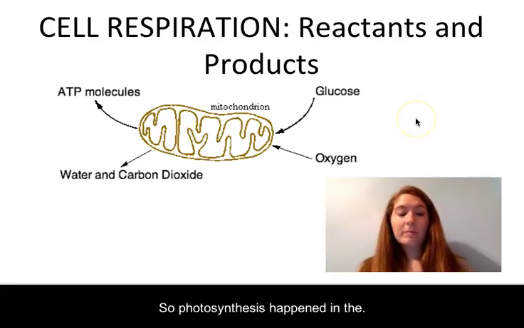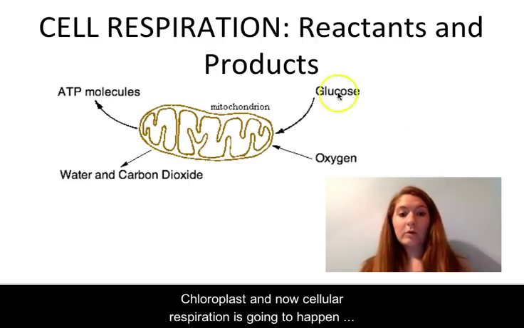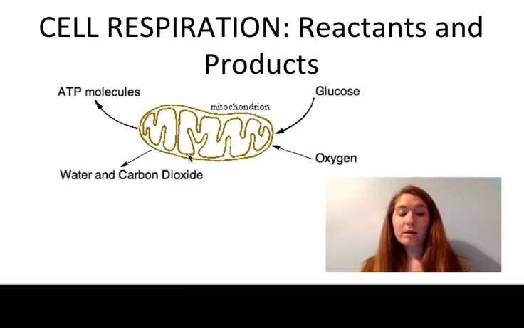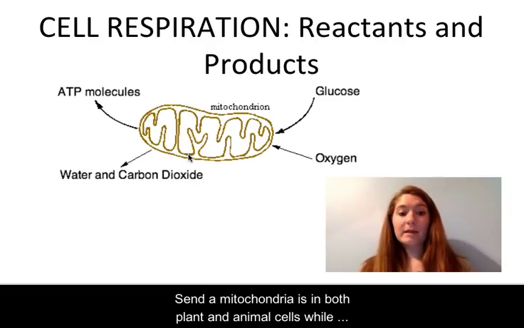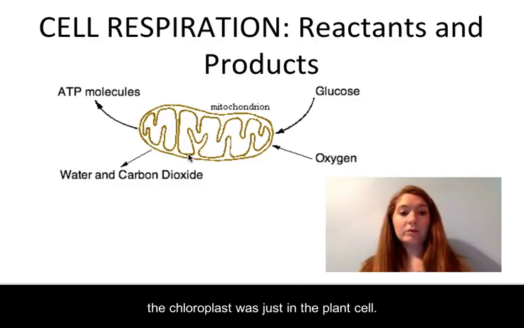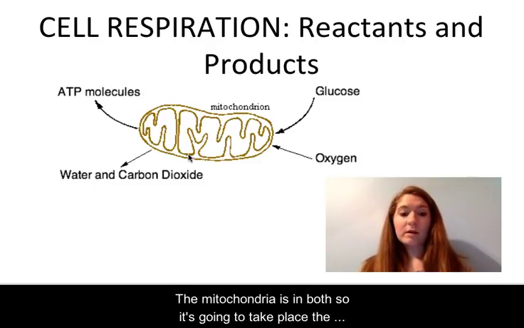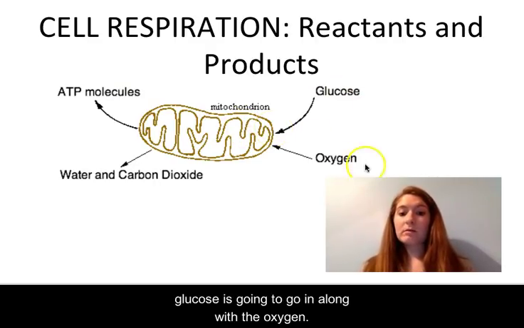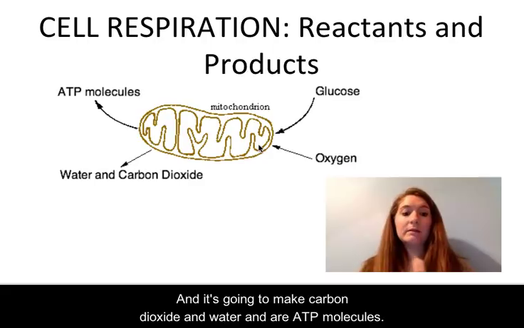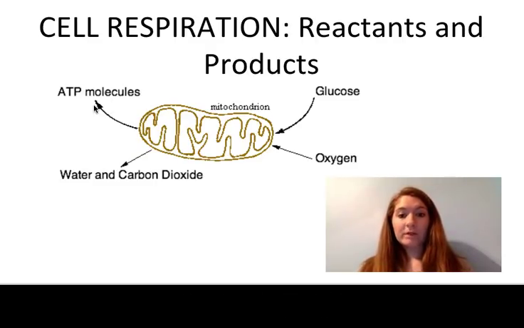So photosynthesis happened in the chloroplast, and now cellular respiration is going to happen in the mitochondria. So the mitochondria is in both plant and animal cells, while the chloroplast was just in the plant cell. So mitochondria is in both, so it's going to take place. The glucose is going to go in along with the oxygen, and it's going to make carbon dioxide and water and our ATP molecules that we need for energy. So your seventh keyword is energy.